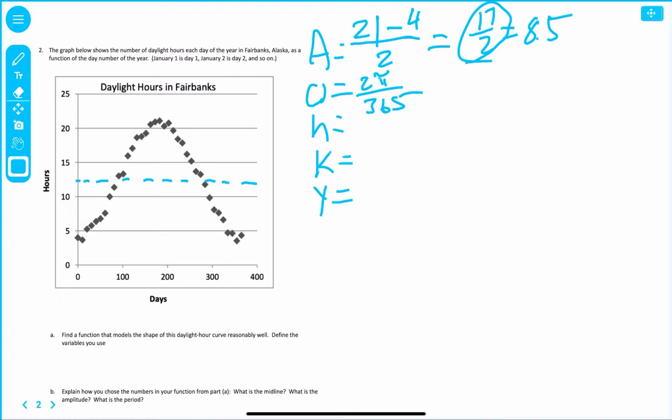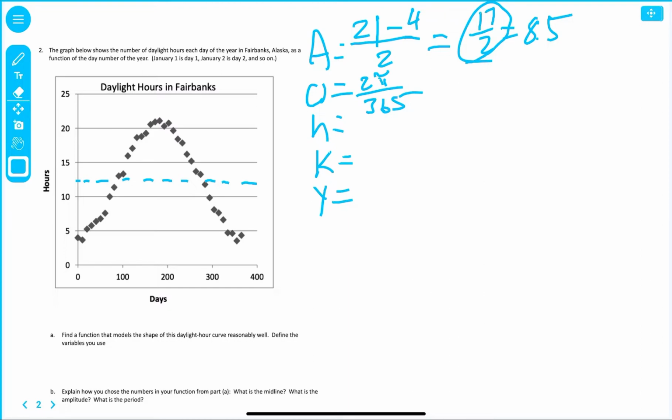Why is it a negative cosine? Remember, if it repeats and it looks like an S or a Z, that's our sine function, right? But here it's going to repeat almost like a parabola, which tells us it's cosine, but we're starting at the bottom. So we need to flip it. So this is going to be a negative cosine.